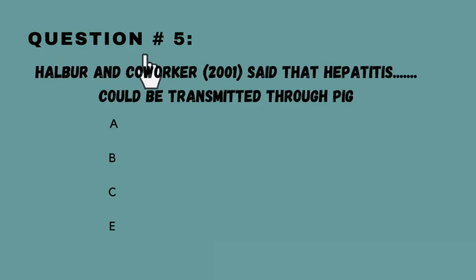Question number 5. Halber and co-worker, 2001, said that hepatitis could be transmitted through pig. It's an additional information. Hence correct answer is D option, hepatitis E.